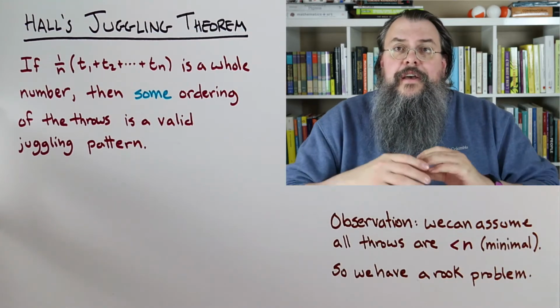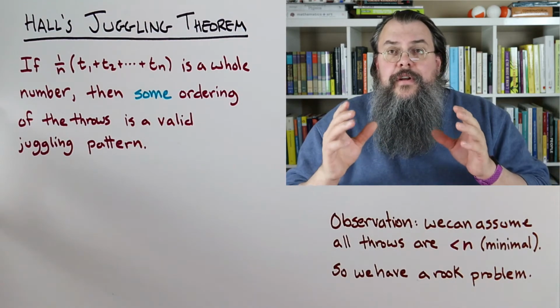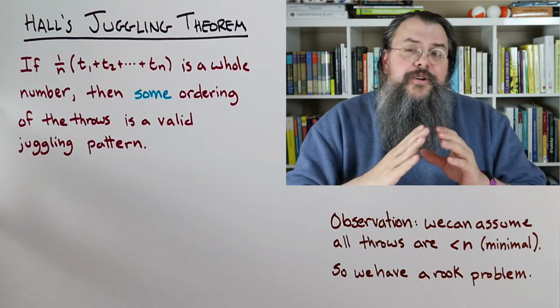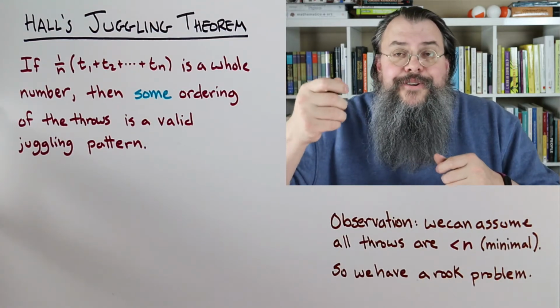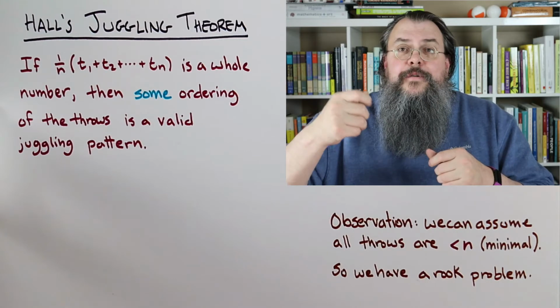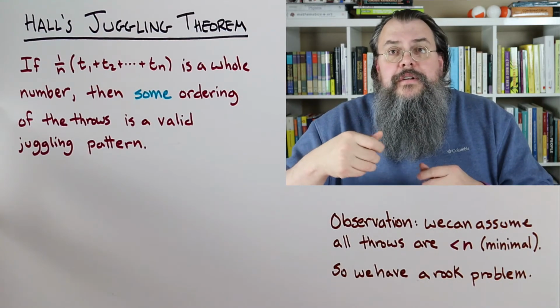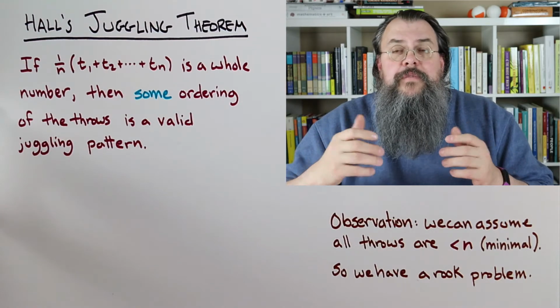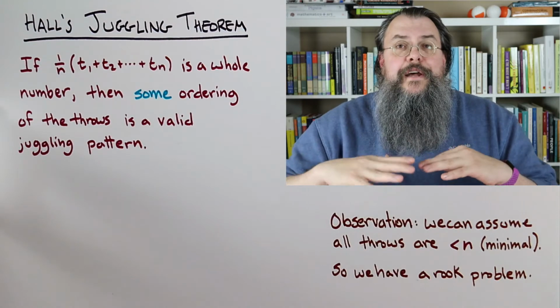It says, hey, focus on the minimal patterns. In other words, look, all the throws are below n. Remember, we're allowed to add or subtract n, where n is our period, from any of our throws. It doesn't change whether or not it's juggleable. So we can say, let's push it so all the throws are below n.